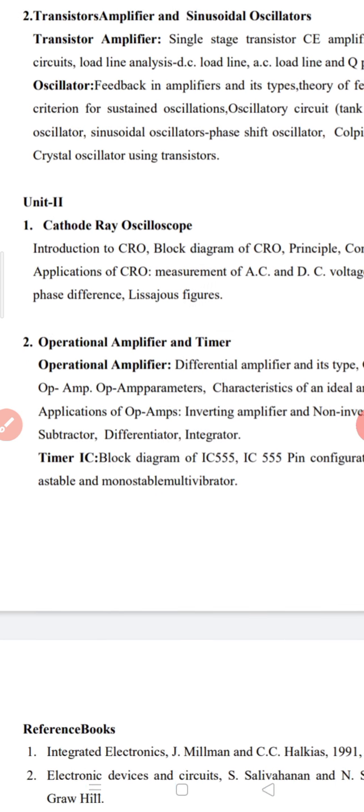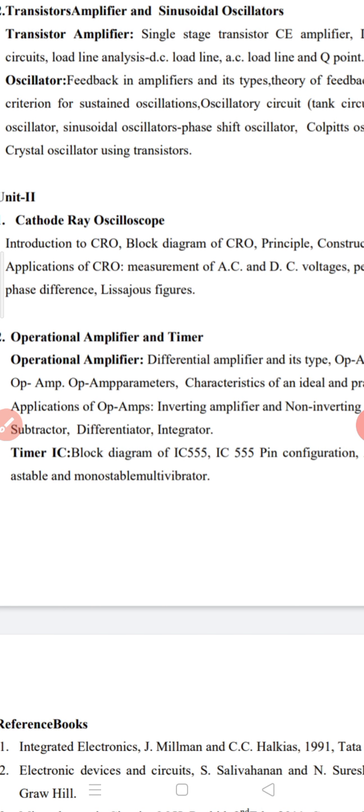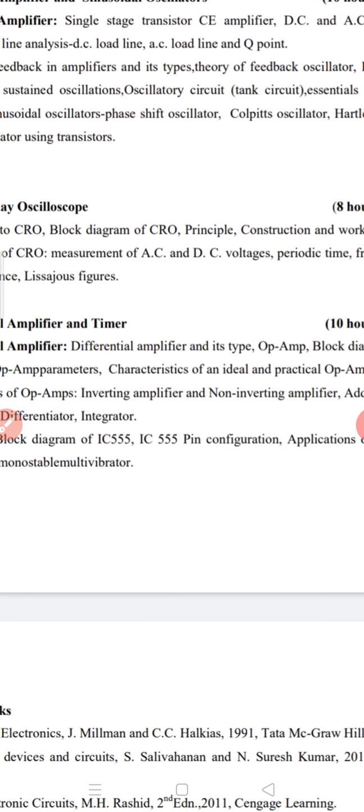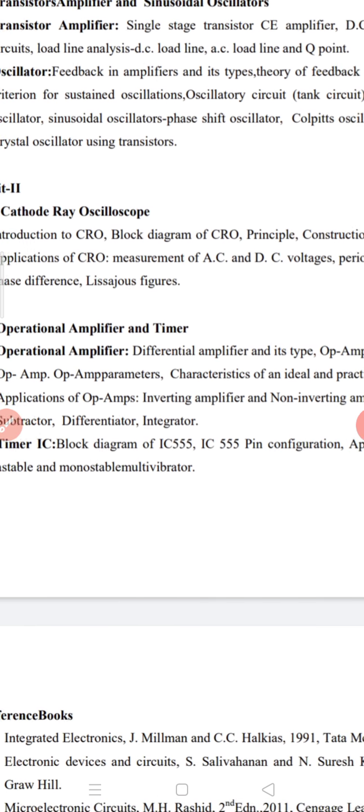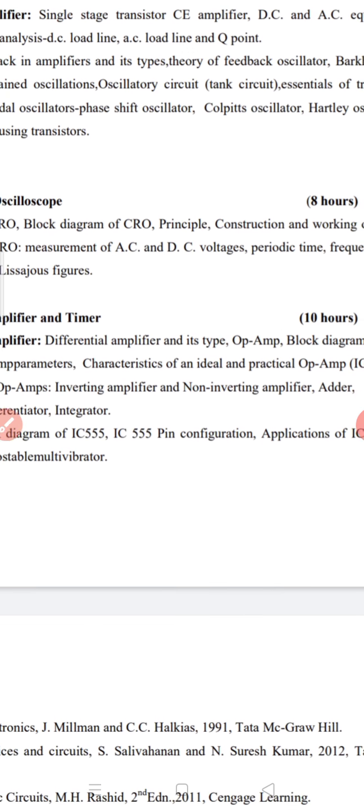Now the last part is operational amplifier and timer circuits. An amplifier is any circuit which makes our gain, or our voltage or current, increase. Then there are differential amplifiers and their types. There are various types of amplifier, but we will study only the differential amplifier and its types.